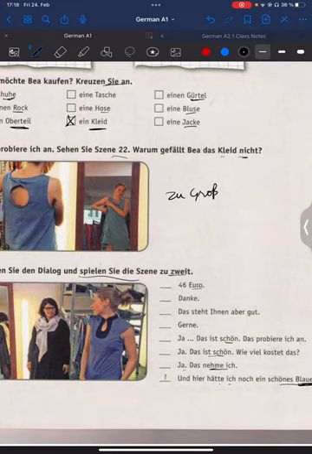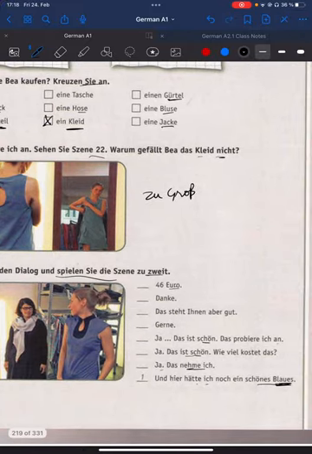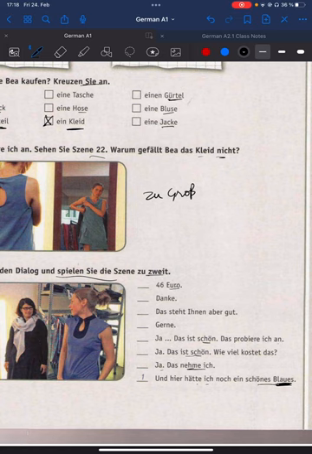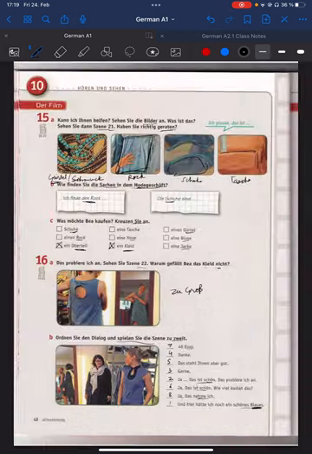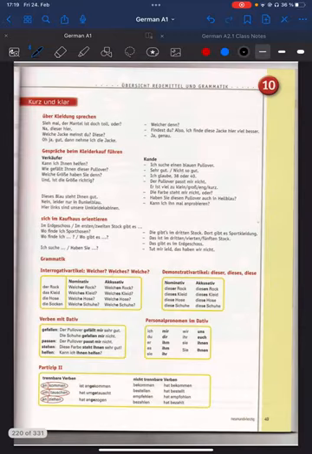Okay, it is some dress, man. Okay, so she has found this. Then this is the second. Yeah, that is schön. Then dunkler. Das steht Ihnen aber gut. Yeah, that is good. It costs 46 euro. Okay. Then Kurs und Klar.